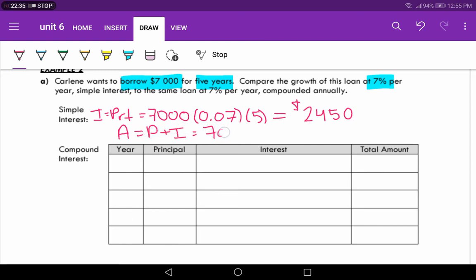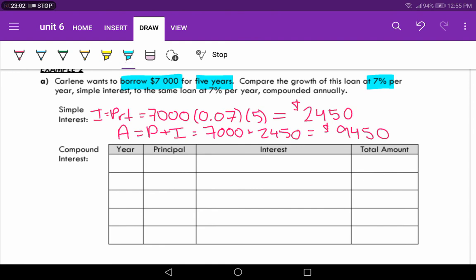Okay, to figure out your total amount, that's principal plus interest. Your principal was $7,000. Your interest was $2,450. That means in total, what you're going to owe after you borrow this money is $9,450. Okay, total. So you borrow $7,000, but there's interest on that money. You're going to end up paying over $9,000 back. That's if we have simple interest.